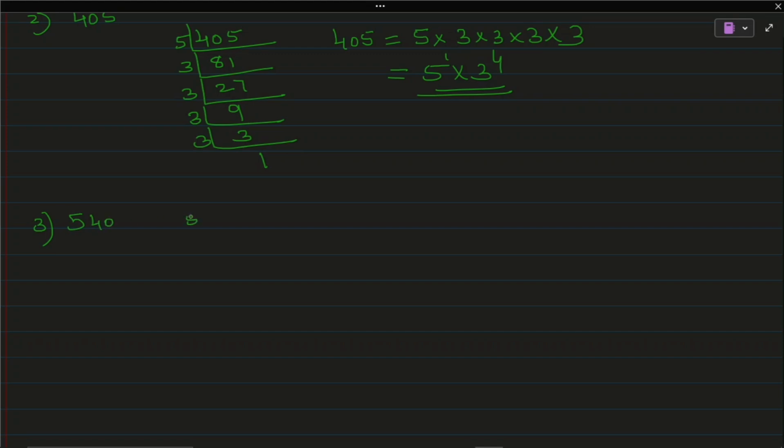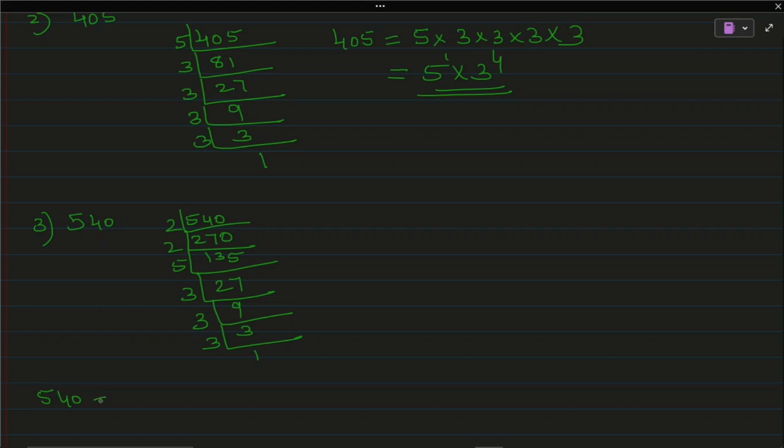And this 540 also we can divide by 2, since this is an even number. So 270, again divide by 2, 135. Now with 5: 2 fives are 10, 7 fives are 35, then 3, 9, again 3, 3, 1.